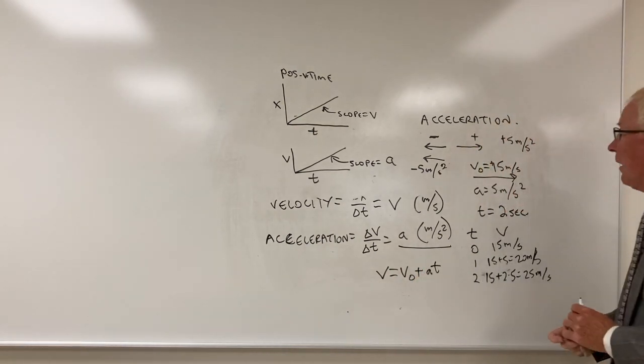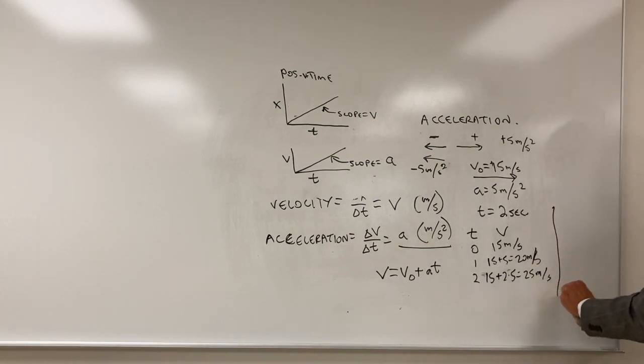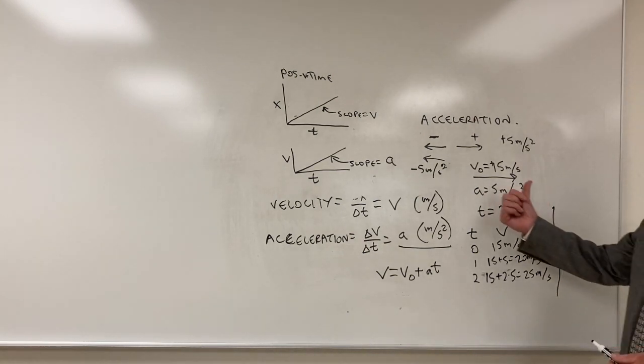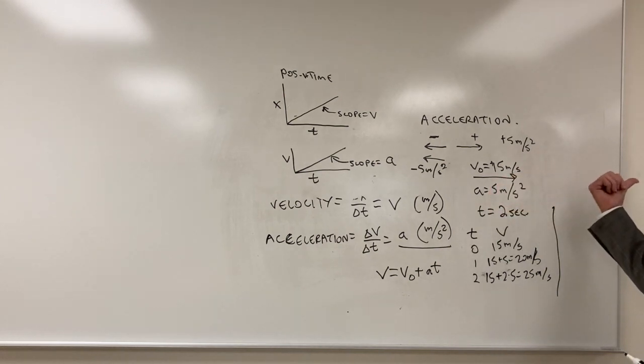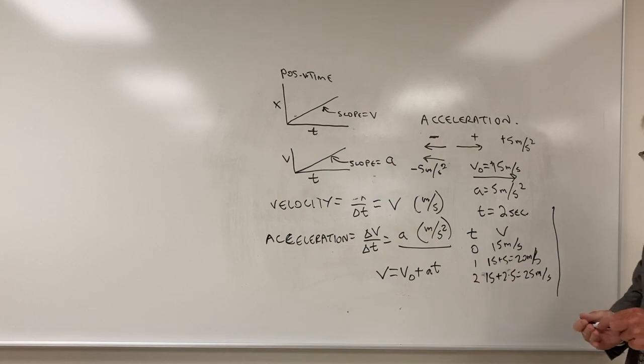So I will leave that there, because the question would be what would happen if I have velocity this way, but an acceleration in the opposite direction. I'll pick that up in the next part.